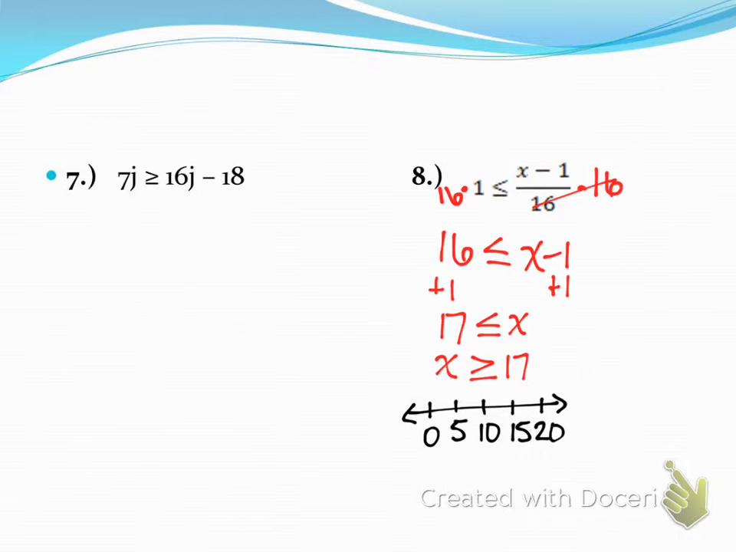Jamal Dixon, should my point be open or closed? Closed point right about there. And then I have to decide if I'm shading left or right. Keon, what do you think? Shade to the right. Once we flip it around so the variable is on the left, this says that x is greater than or equal to 17. Greater than means we shade to the right.